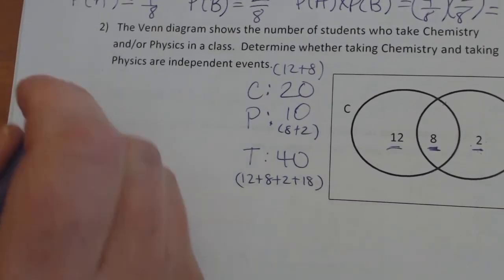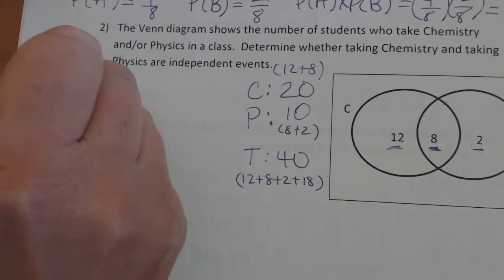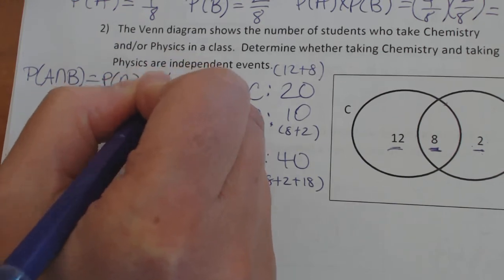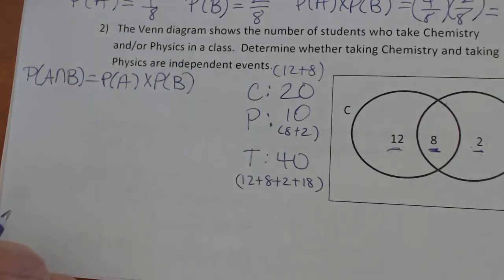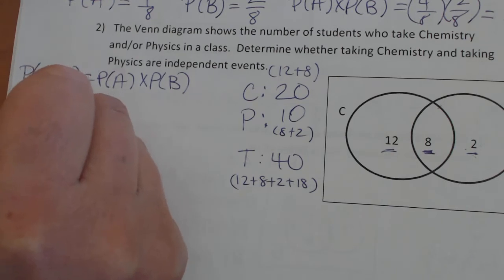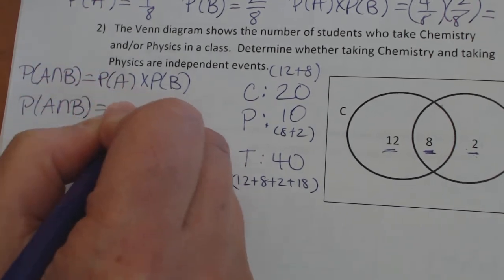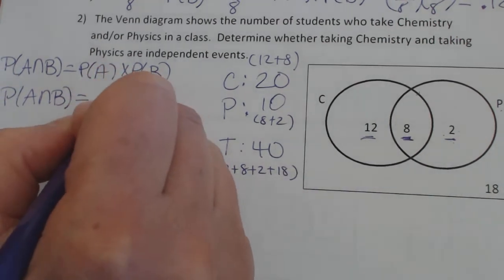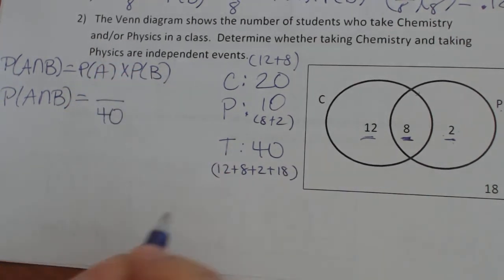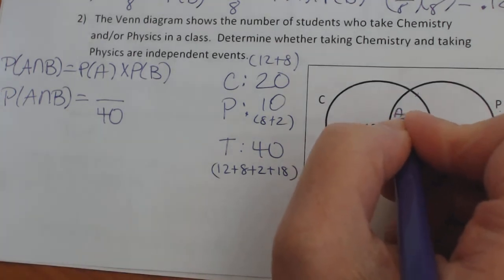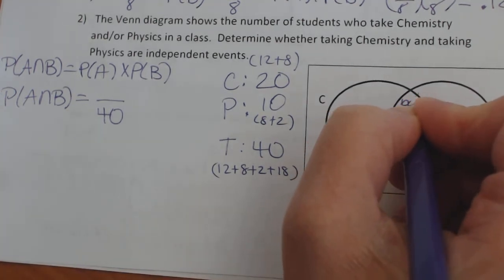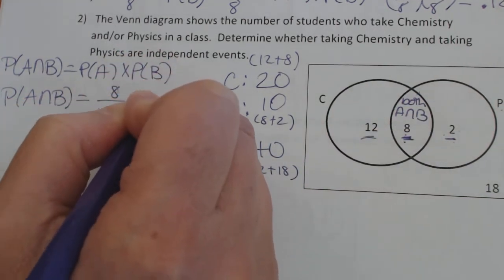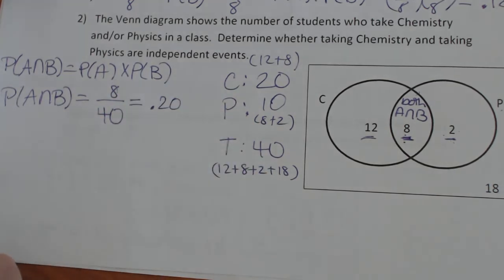Okay, now let's write the rule down. Probability of A and B has to equal the probability of A times the probability of B. Now let's go search for those probabilities. First, the probability of A and B happening at the same time. Now remember, we're looking for our total number, which is 40 students. How many students take both? That's 8. This is the A and B. This is the both. So there's going to be 8 out of 40. I'm going to reduce that to 0.20 divided out because that will help me later.